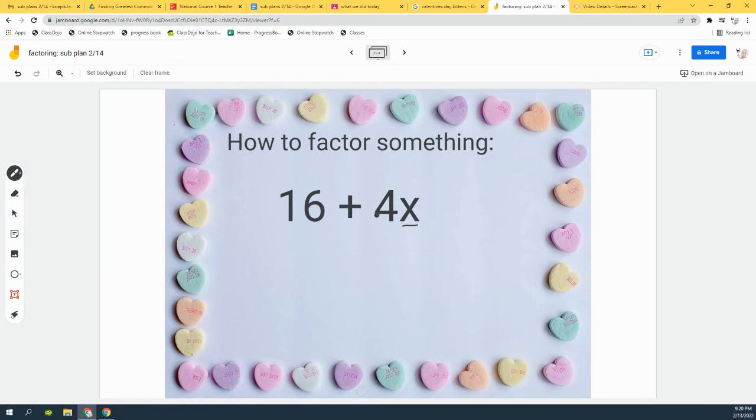We have 16 and 4x. So we have to first find the greatest common factor of 16 and 4. Both are values. 16 and 4. Well, we know that 1 and 16. We know 2 and 8. And we know 4 times 4. For 4, we know 1 and 4. And we know 2 times 2.